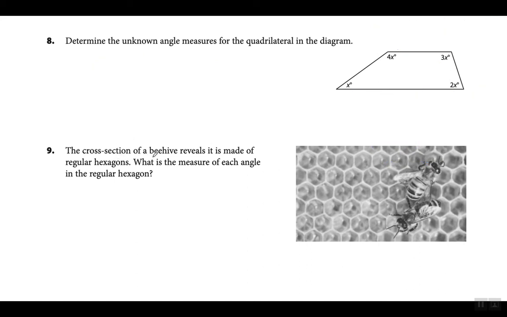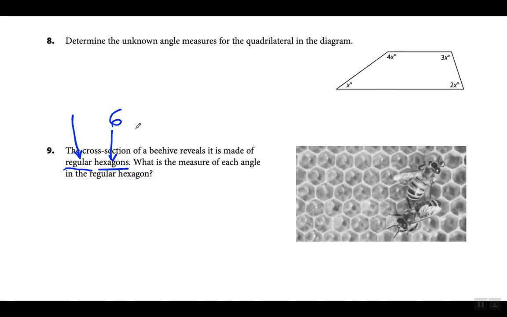The cross-section of a beehive reveals it is made of regular hexagons. Two things. Number one, a hexagon has 6 sides and 6 angles. And the word regular, I've said this before, whenever you see the word regular in geometry, that means that all the sides measure the same and all the angles measure the same. That's what regular means in geometry. What is the measure of each angle in the regular hexagon?